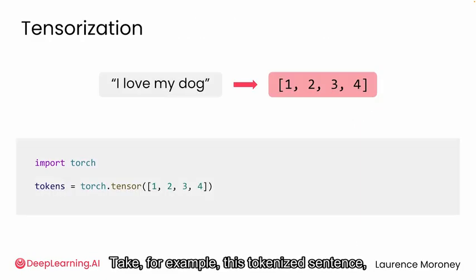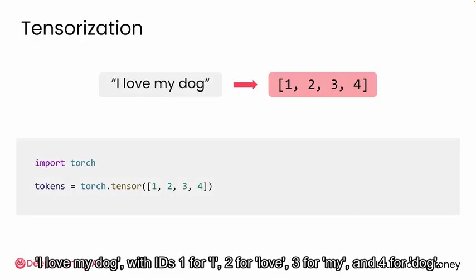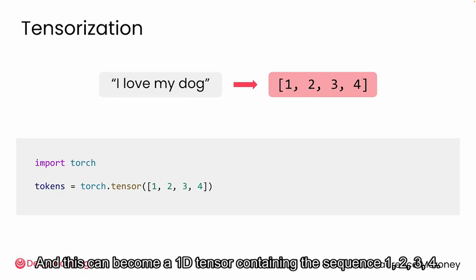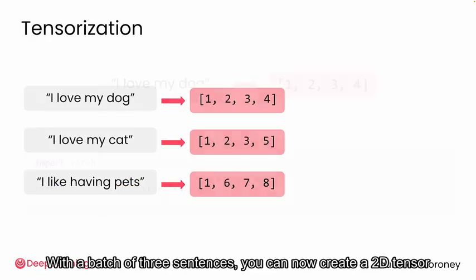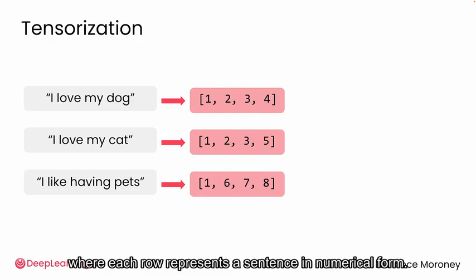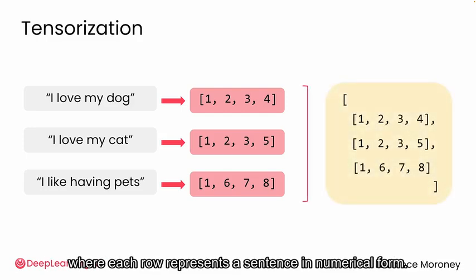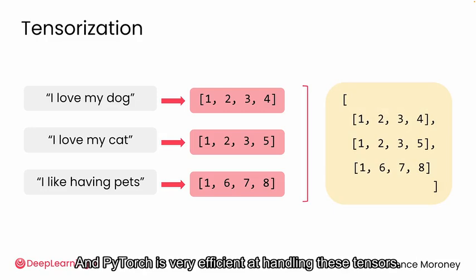Take, for example, this tokenized sentence, I love my dog, with IDs 1 for I, 2 for love, 3 for my, and 4 for dog. And this can become a 1D tensor containing the sequence 1, 2, 3, 4. With a batch of 3 sentences, you could now create a 2D tensor where each row represents a sentence in numerical form. And PyTorch is very efficient at handling these tensors.